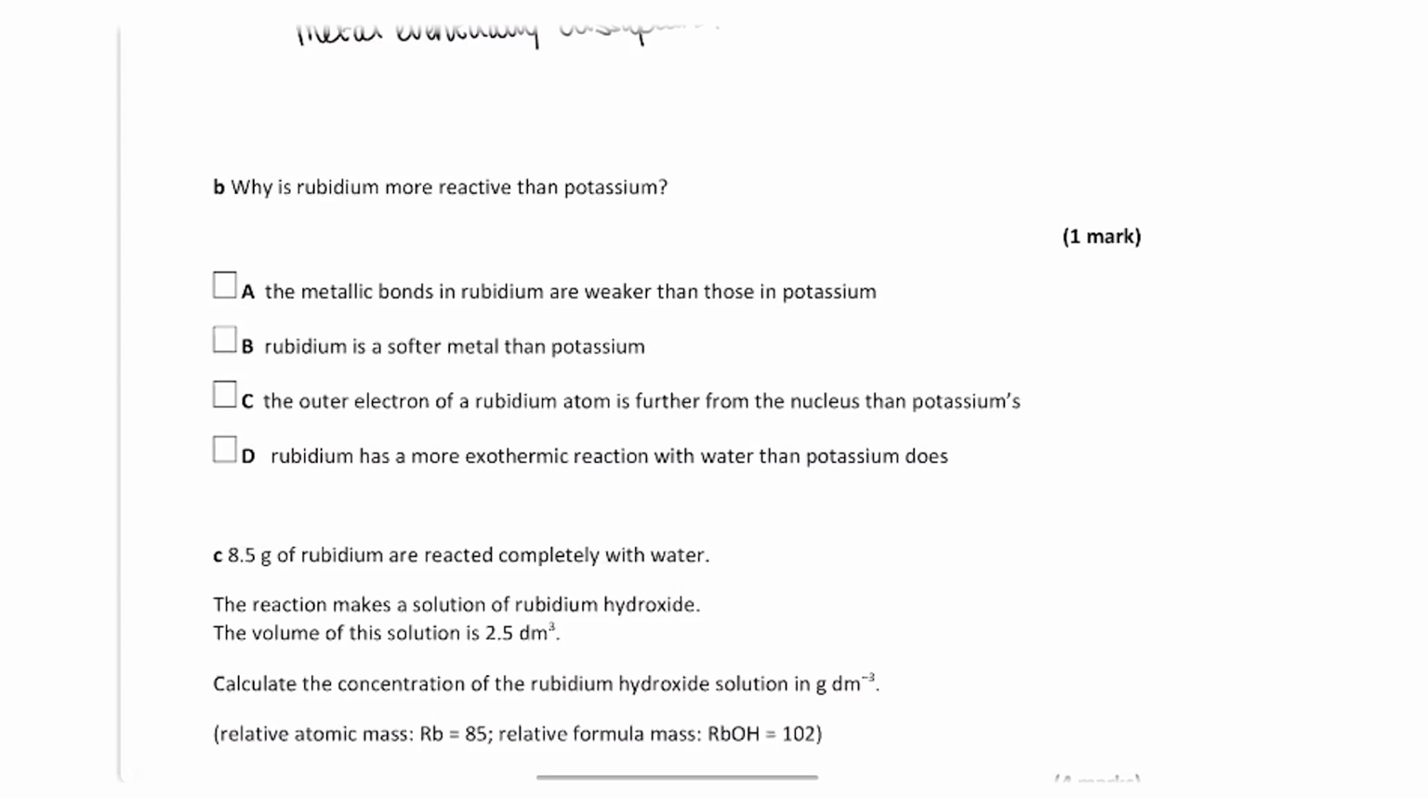And the one that answers the question here is that the outer electron of the rubidium atom is further away from the nucleus. So the nucleus has less hold on it.